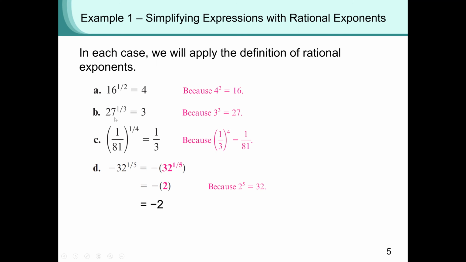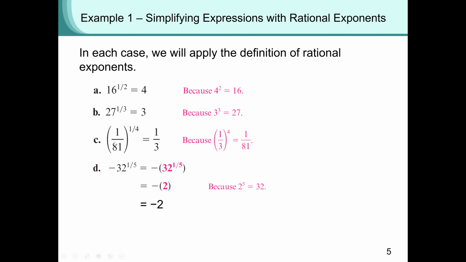Another example here, we have 27 to the power 1/3. The answer is 3. Why? Because 3 to the power 3 is the same as 27. So we can write 3 to the power 3 times 1/3. So again, the exponent 3 times 1/3 will give me 1. So it will be 3 to the power 1, which is the same as 3.